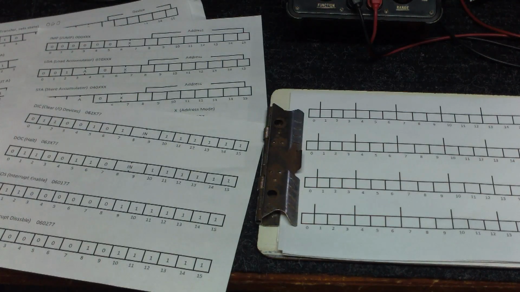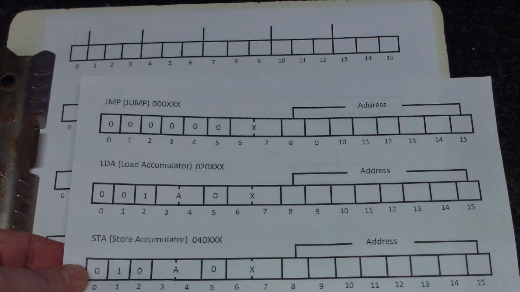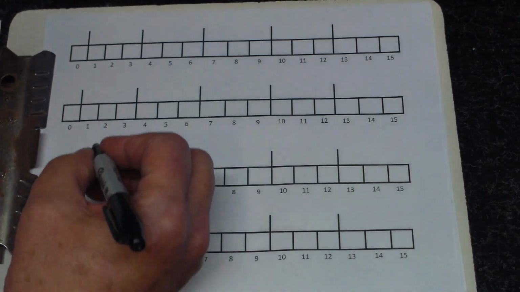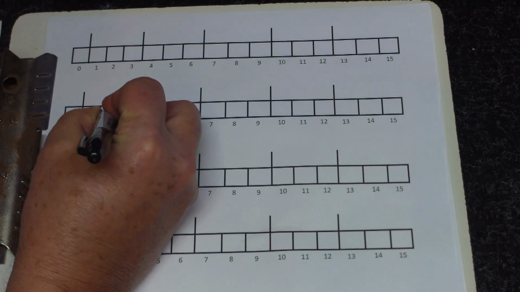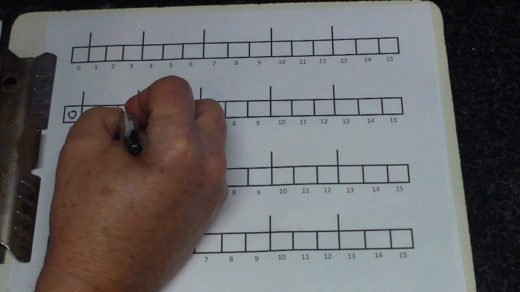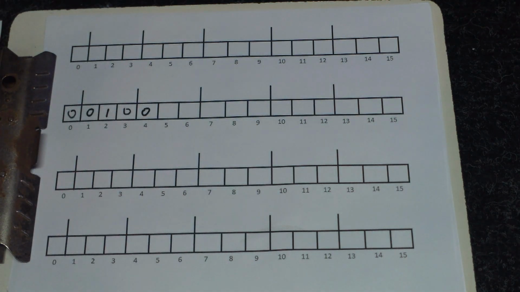I put together some paperwork to help with programming these things. There's sheets of instructions, and then a blank sheet where you can write the instructions. So in this case, I want to do a load accumulator. So I know that load accumulator is 001. Bits 3 and 4 specify what accumulator it is, so we're going to make that 0, so that's 00. Bit 5 is a 0.